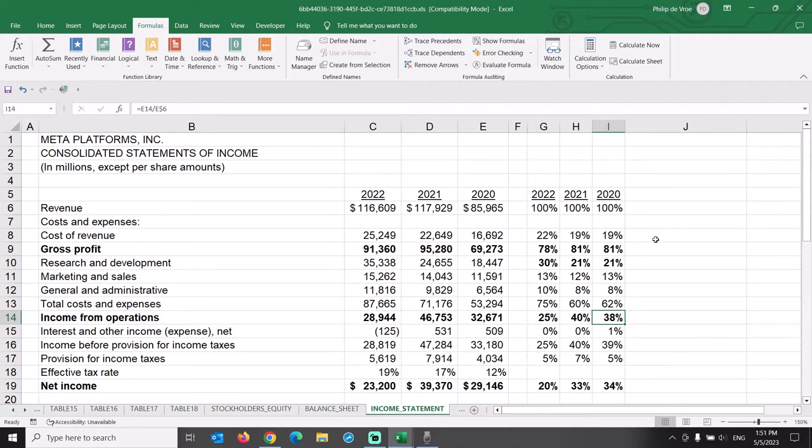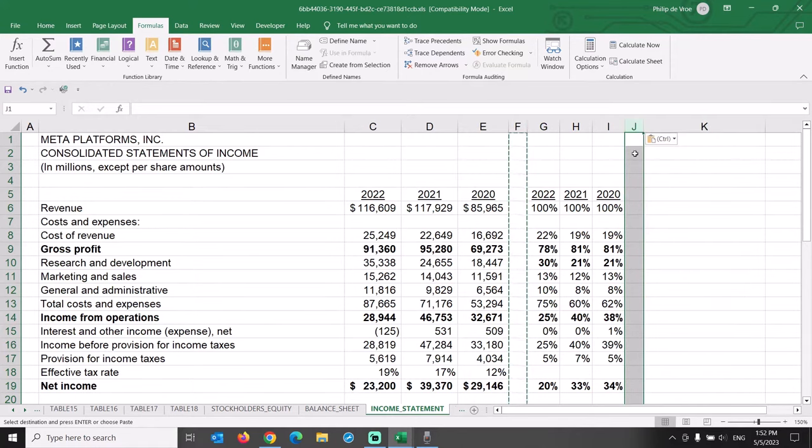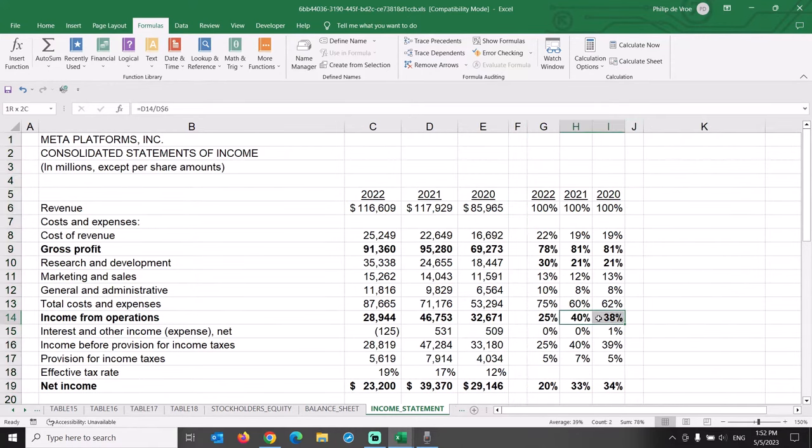What do we see here? The relative profitability, expressed as a percentage of revenue, seems to be fairly similar between 2020 and 2021. Income from operations as a percent of revenue was slightly up, while net income as a percent of revenue was slightly down. However, 2022 is very different from 2021.